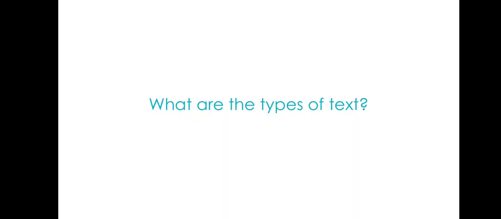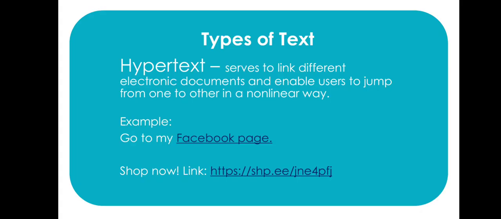We have three types of text. Mainly, this is in the context of media and information. First, we have hypertext. Hypertext serves to link different electronic documents and enable users to jump from one to other in a non-linear way. The keywords here are link and jump from one to other. Please look at the examples.